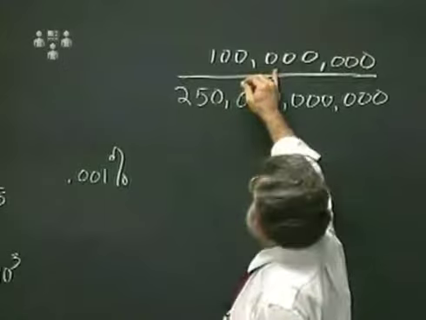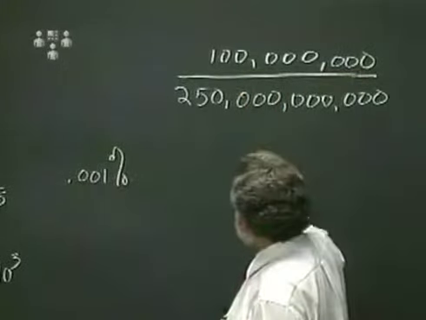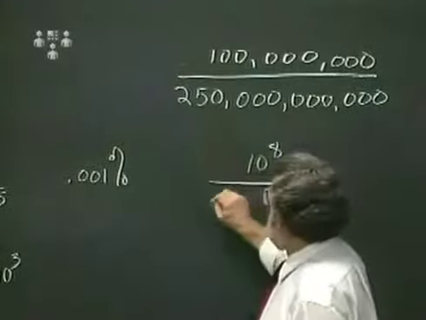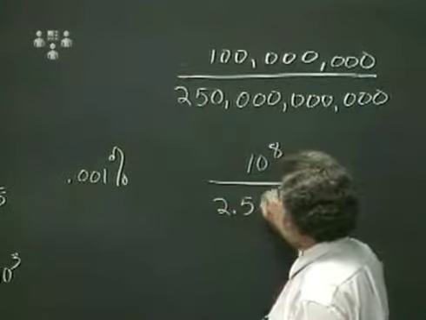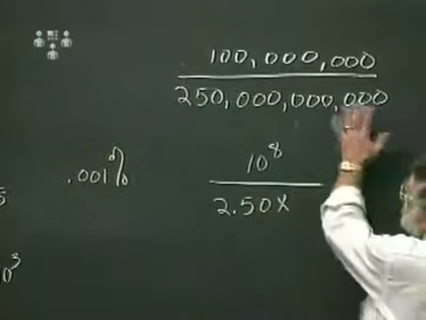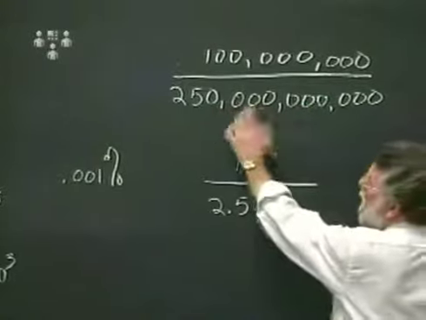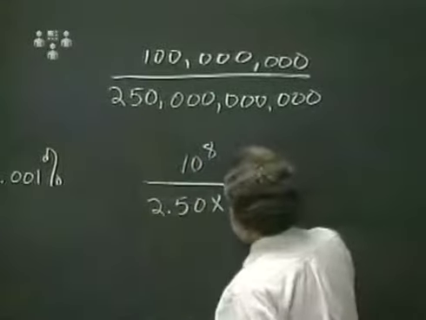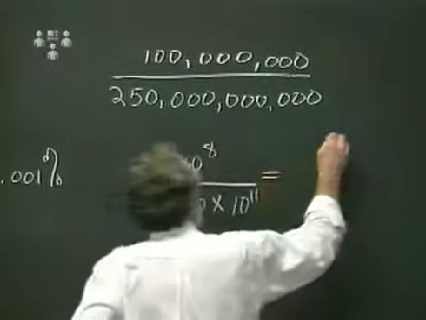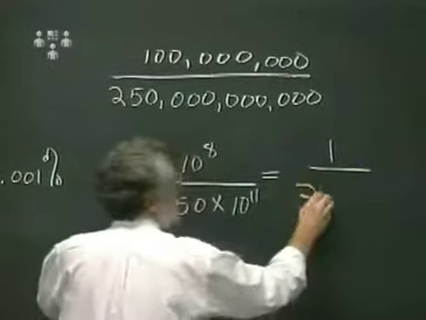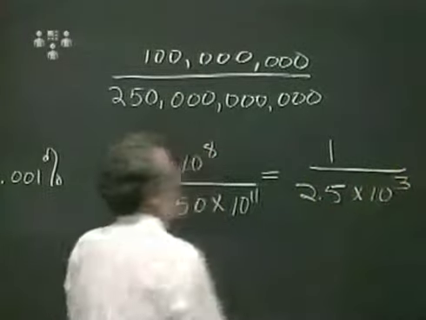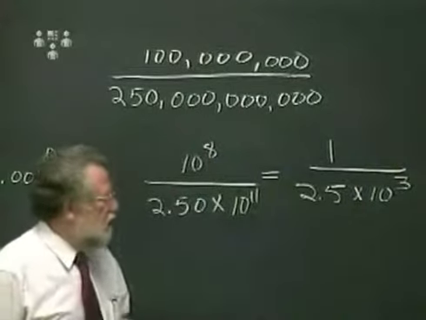Power of 10. 10 to the 8th still. Down here, what do we have? Let's do this in scientific notation. 2.50 times 10 to the what? Okay, 3, 6, 9, 10, 11. Okay, so that gives you 1 over 2.5 times 10 to the 3rd. Do we agree? Okay, we're getting closer.